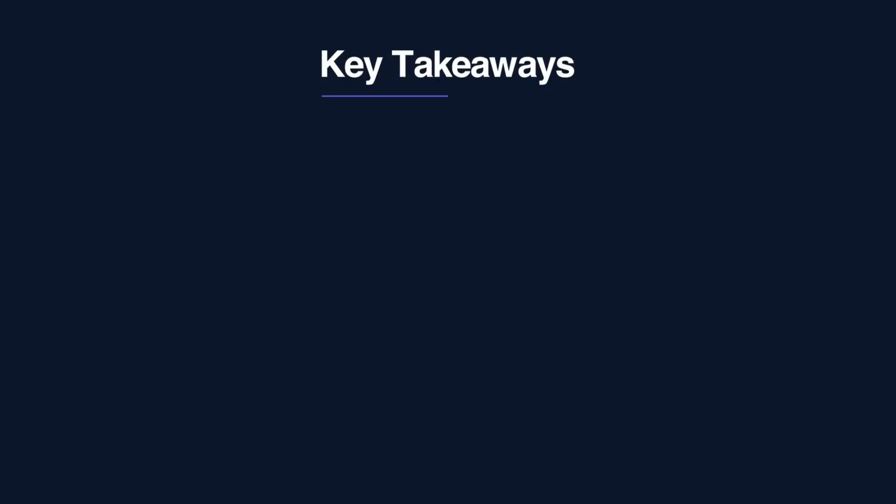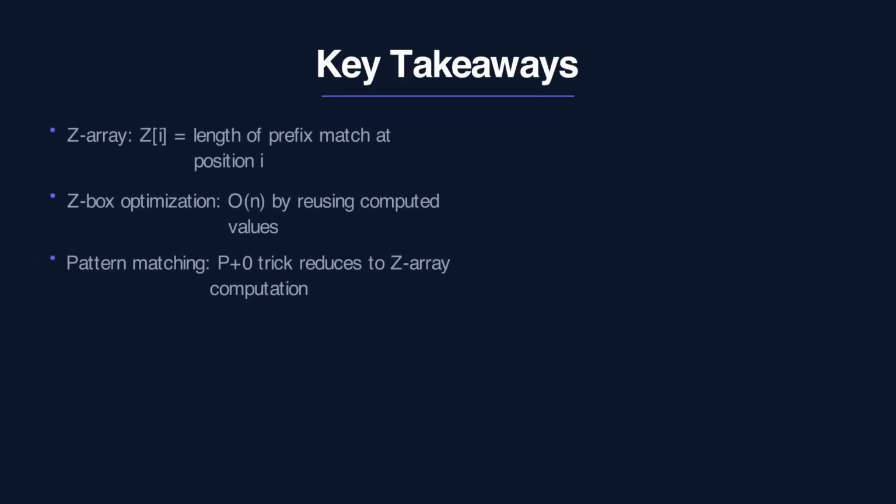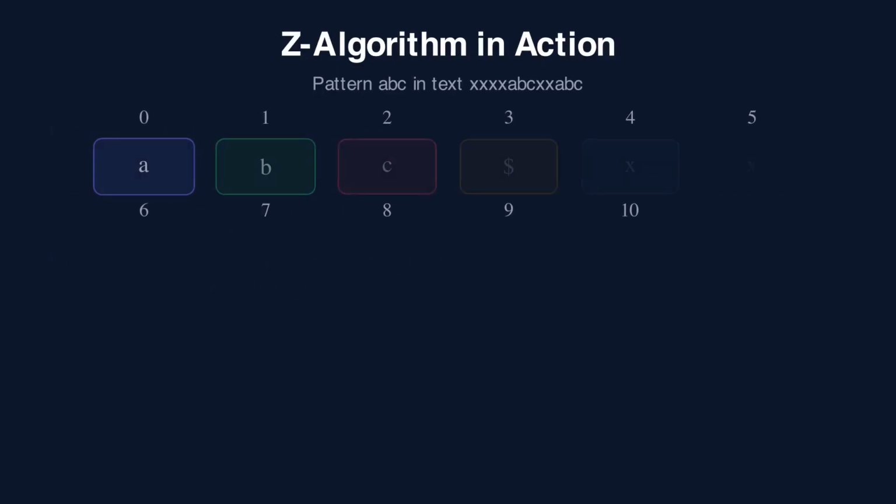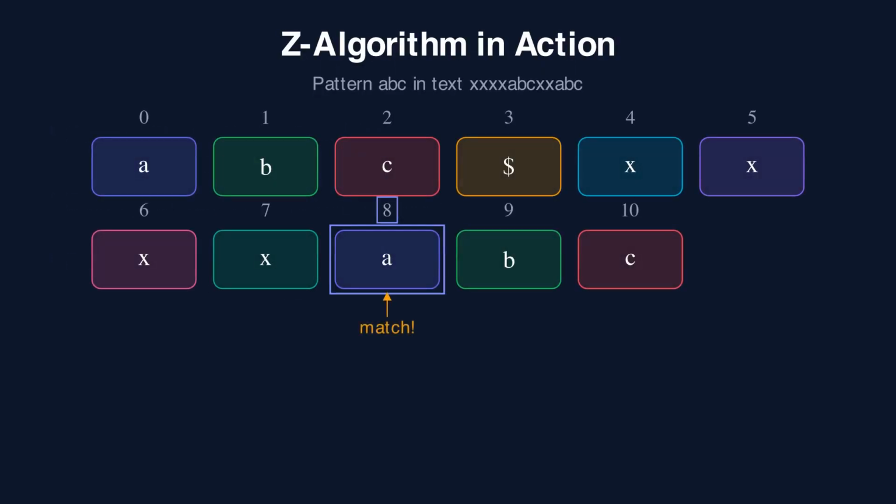The Z algorithm, with its Z-box optimization, achieves a remarkable linear time complexity of O(n + m), where n is the length of the text and m is the length of the pattern. This is a significant improvement over the naive O(n·m) approach, making it highly efficient for string matching tasks.